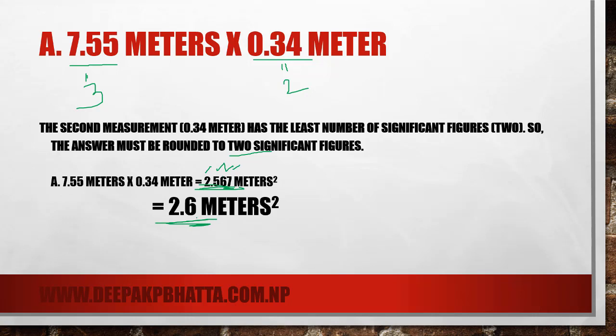Why this 6? Because this 5 is changed by 1. The digit which we have to round off, 6, is greater than 5. That's why 2.6 should be the answer.